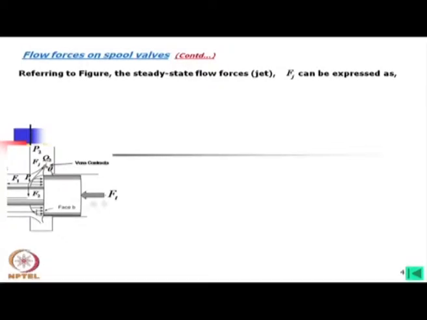Now, referring to this figure, the steady state flow force, that is the jet force F j, can be expressed as rho into V, where V is the velocity of the fluid, and then Q 2 square, the flow rate, divided by A 2, the area here, into V, the velocity. These are standard equations which we have not derived, but this is a well known equation, and we have to accept it at the present moment.